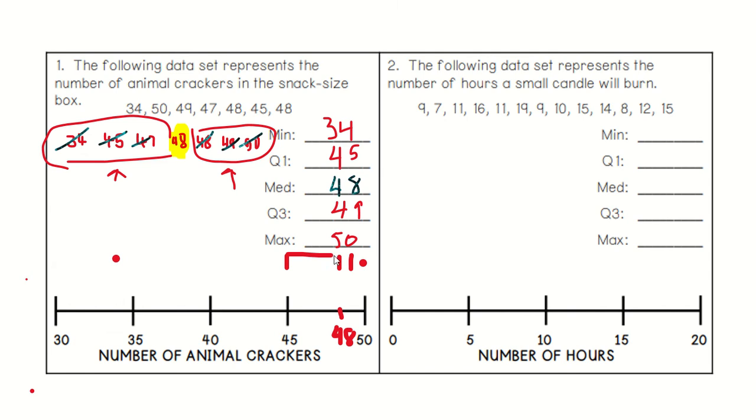And then we connect these and make a box. Do a line from the box to the end, a line from the box to the end. And there you go, that's the box and whisker plot for that set of data about animal crackers.